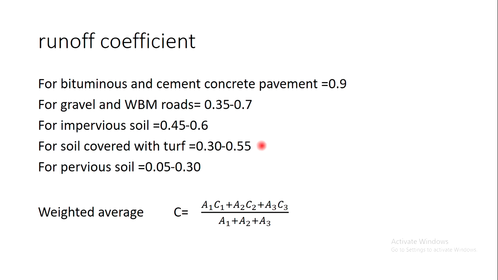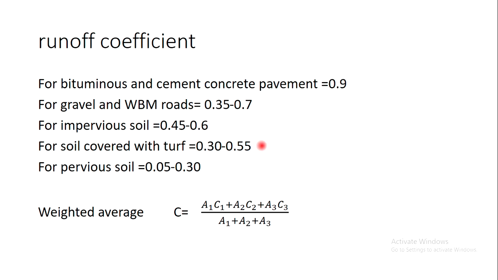Runoff coefficient. The runoff coefficient is not the same for all surfaces. Different surfaces have different runoff coefficients. For bituminous and concrete surfaces, the runoff coefficient is to be taken as 0.9. For gravel and waterbound macadam roads, it is 0.35 to 0.7. For impervious soil, it is between 0.45 and 0.6. For soil covered with turf, it varies from 0.30 to 0.55. For pervious soil, it varies from 0.05 to 0.30.